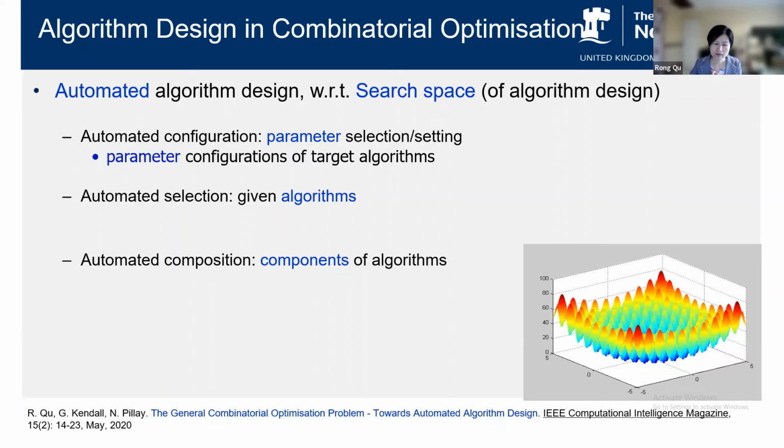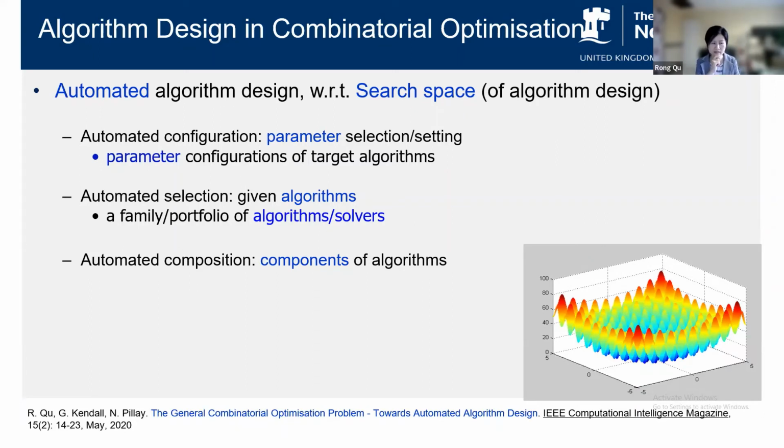If, with a given problem, we are interested in selecting from a family or portfolio of algorithms or solvers, which one of these is the most effective for solving the particular problem at hand, then this can be seen as automated selection of given algorithms.